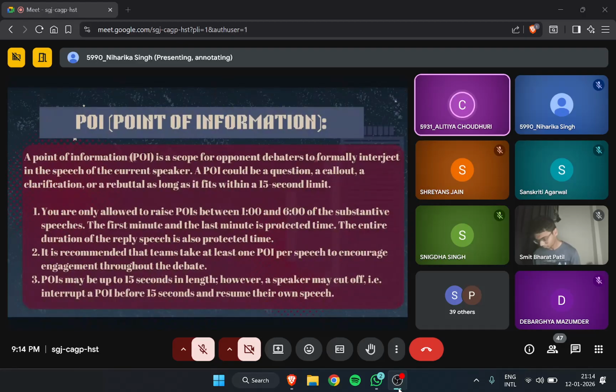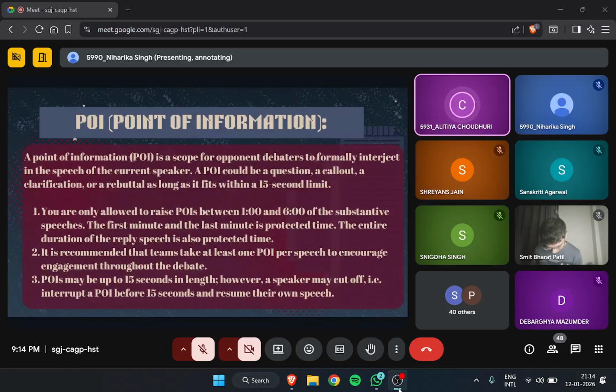Right. Now, within your speech, there is also going to be a concept of POI, or a point of information, which means while you are giving your 7-minute speech, speakers from the other team are allowed to go ahead and raise a POI, which can be a question, a call out, but also some sort of a clarification or a rebuttal. It has to be in a 15-second limit. If it's crossing beyond 15 seconds, you can interrupt the speaker and simply move on with your speech.